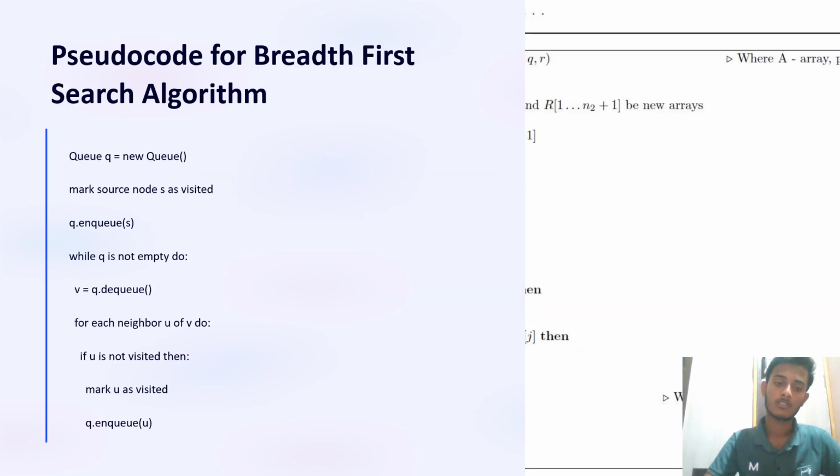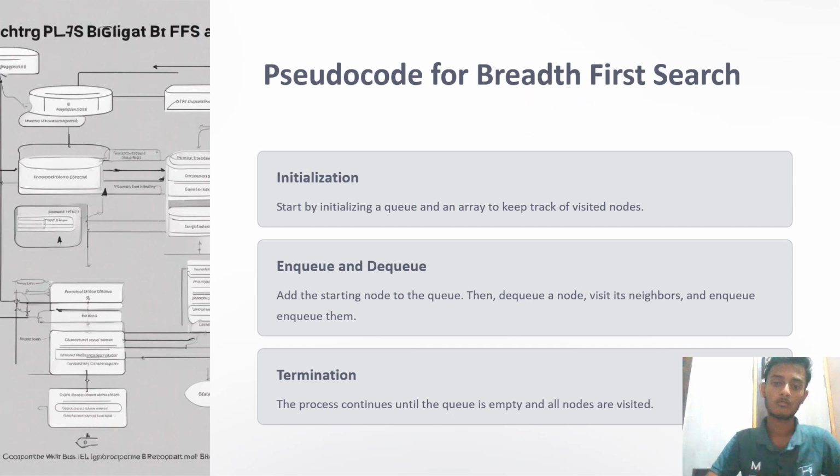Pseudocode for the breadth first search algorithm. Q is equal to new Q. Mark source node S as visited. Q dot enqueue of S. While Q is not empty, do V is equal to Q dot dequeue. For each neighbor U of V do, if U is not visited, then mark U as visited. Q dot enqueue of U.